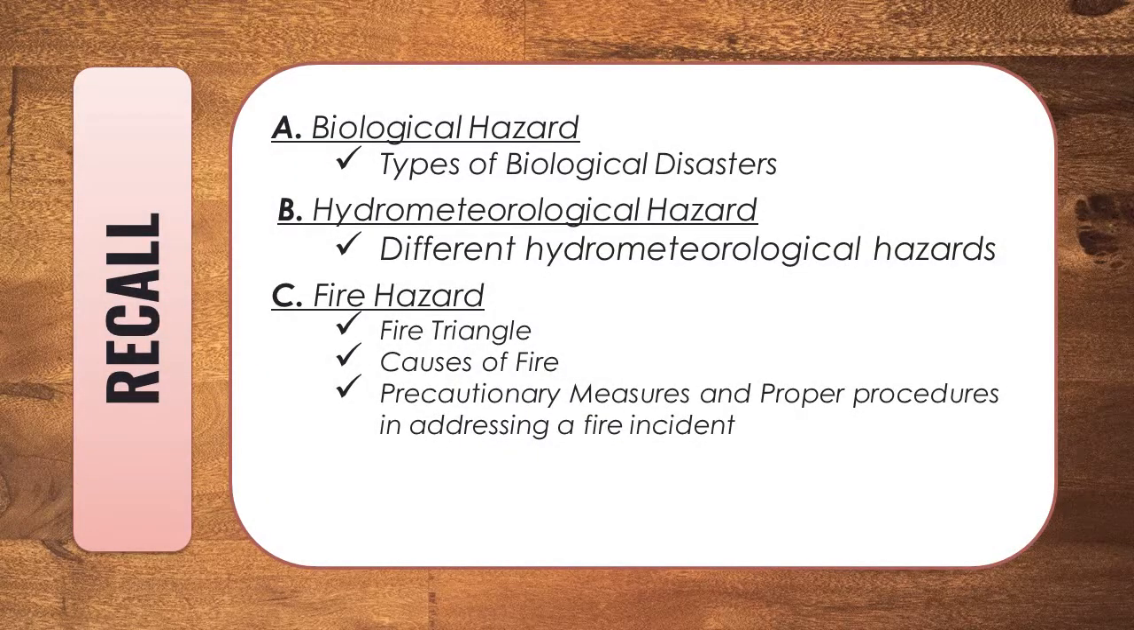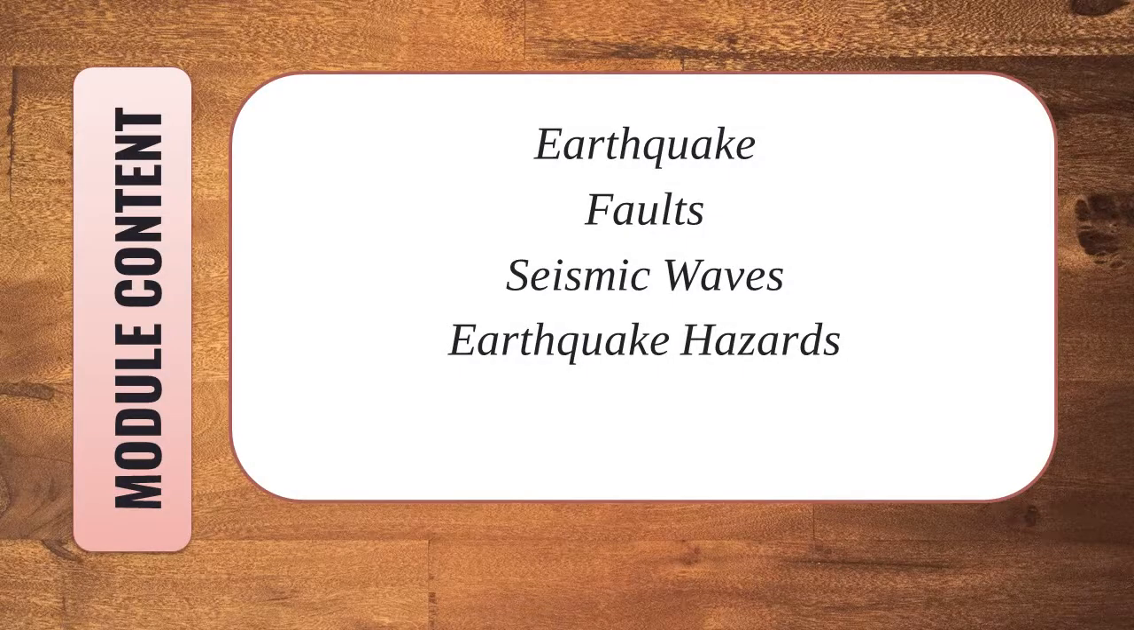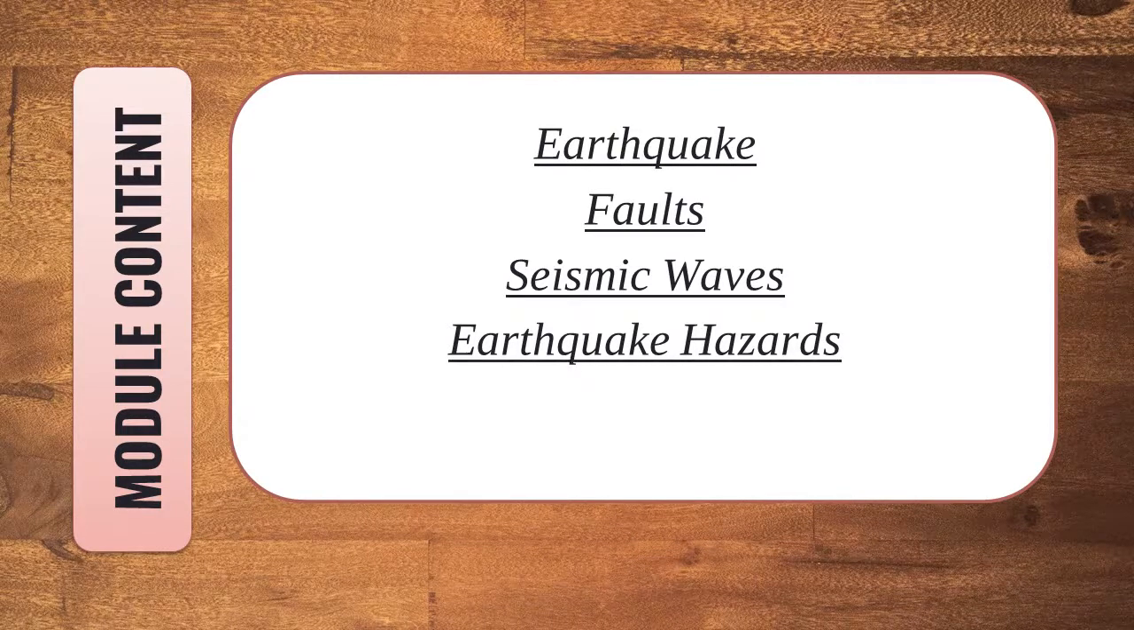For the previous topic that we had, we were able to talk on biological hazards, the type of biological disasters. Also, we were able to talk on hydrometeorological hazards and on fire hazard. Hopefully, you still remember the elements under fire hazards and some precautionary measures and proper procedures in addressing a fire incident. Under this module, we will be talking about earthquake, faults, seismic waves, and earthquake hazards also.